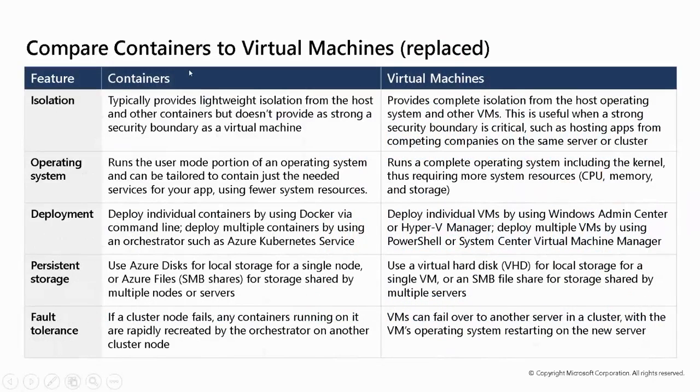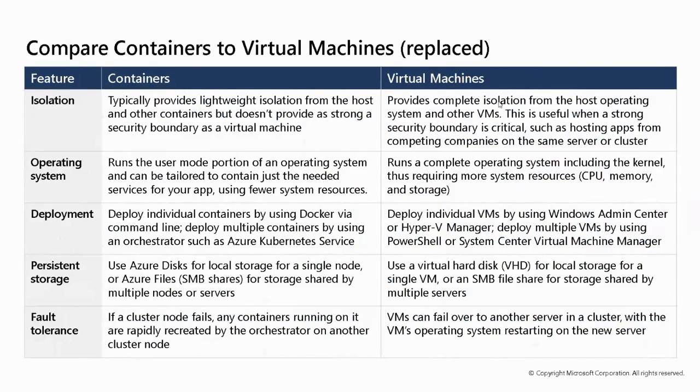Now, in the comparison between the containers and the virtual machine, this is something I'd like you to understand. With containers, we can have isolation, operating system deployment, and the storage is going to be persistent. We're going to have fault tolerance, okay? We're going to have the same features in the containers and in the virtual machines, with a slight difference. For example, the container provides lightweight isolation, while the virtual machine provides complete isolation, because it's going to be totally apart from the whole solution. And the container is lightweight isolation because you are going to have different containers inside the same Kubernetes. So it's going to be lightweight.